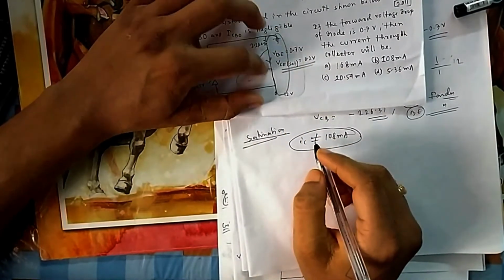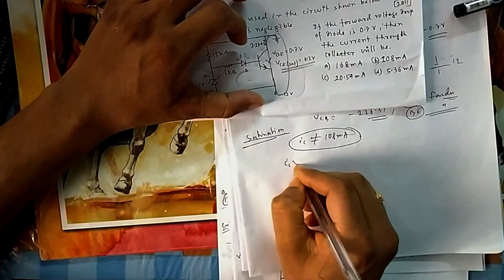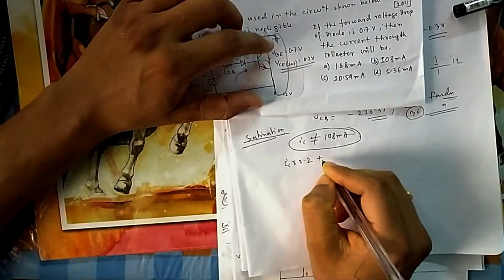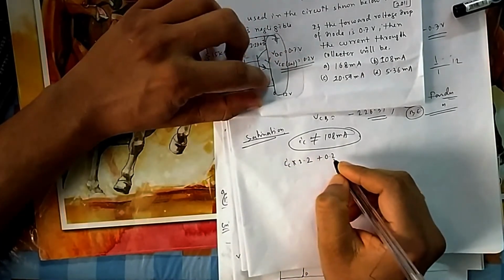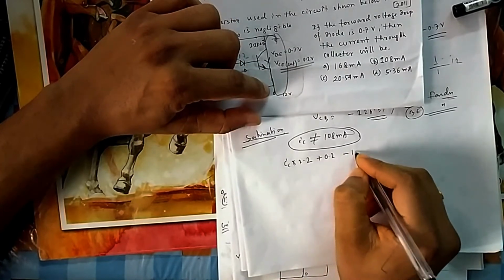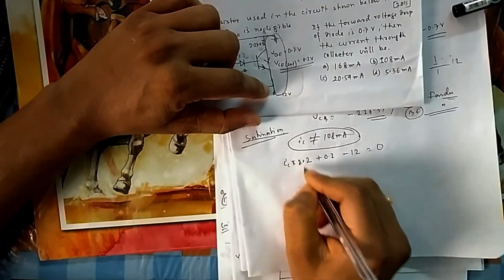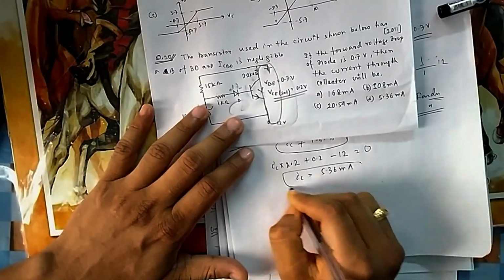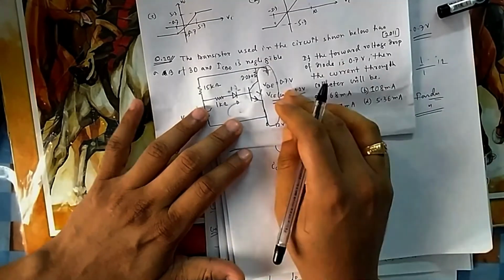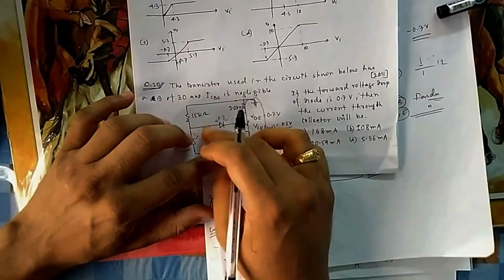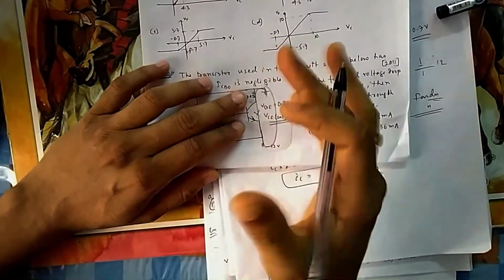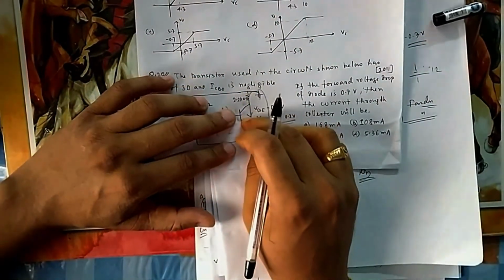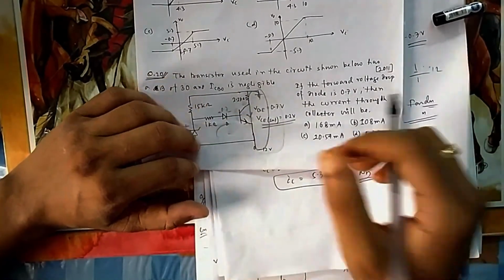This is saturation. So you can take now KVL along this path. Your IC into 2.2, plus VCE, this side is plus, this side is minus, 0.7, minus 12 equal to 0. If you do this, your IC will be 5.36 milliampere. So this is your answer, not 108. In saturation, the formula beta into IB doesn't exist. Then there is no concept of this side, the base concept and everything is gone. It is simply a short circuit. You take the short circuit path and then take care.